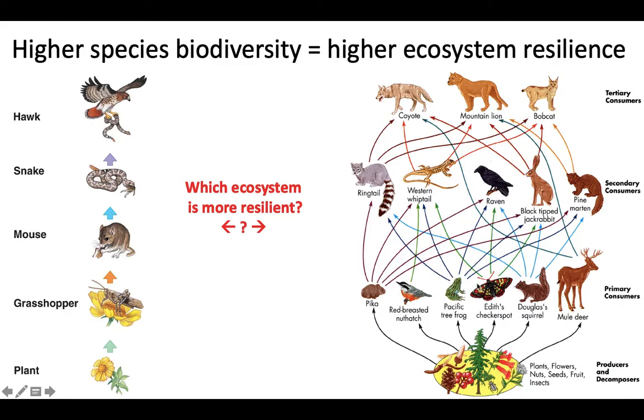Whereas in this food web, which has much higher species biodiversity, if I remove one of these organisms, there's enough redundancy on these different trophic levels. We've got a couple consumers on each level that they can kind of pick up the slack of whoever's missing, let's say. So let's say the western whiptail is removed for some reason. Well, he eats pika, red-breasted nuthatch, Pacific tree frog, and Edith's checker spot. Well, there's a bunch of other organisms that eat all those foods that can help keep the population in check, right? So because of the species biodiversity, this ecosystem is going to be more resilient to things like trophic cascades, but also more adaptable in general to various environmental changes.